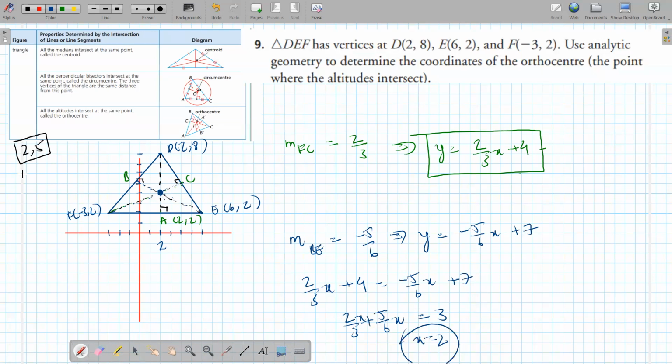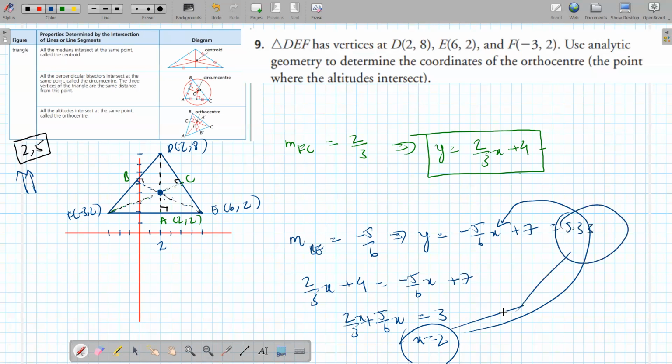Okay, remember this was our prediction earlier. And then we're going to plug this back into either one of those equations. I'm going to plug it back here to find what the y value is. Negative 5 times 2 divided by 6 plus 7. Okay, so that point was a little bit off. That point there is 5.33. So there you go, that's going to be the orthocenter. That's where the three altitudes meet.